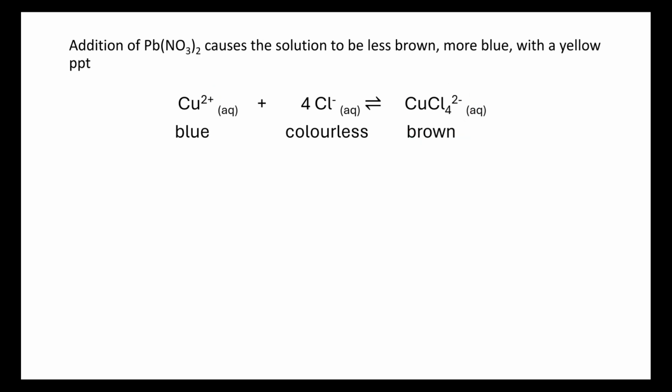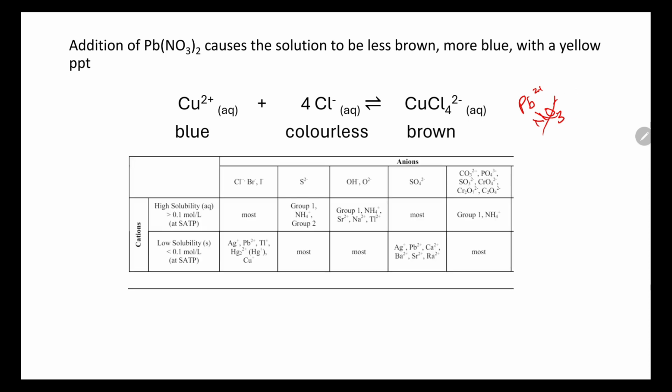In this case, I'm going to add lead 2 nitrate to my solution. And again, it becomes less brown, but in this case, I get a yellow precipitate. So again, I'm going to look at my lead 2 nitrate, and I know that because nitrate is soluble with everything, it's going to dissociate into lead 2 ions and nitrate ions. Nitrate I'm going to ignore.